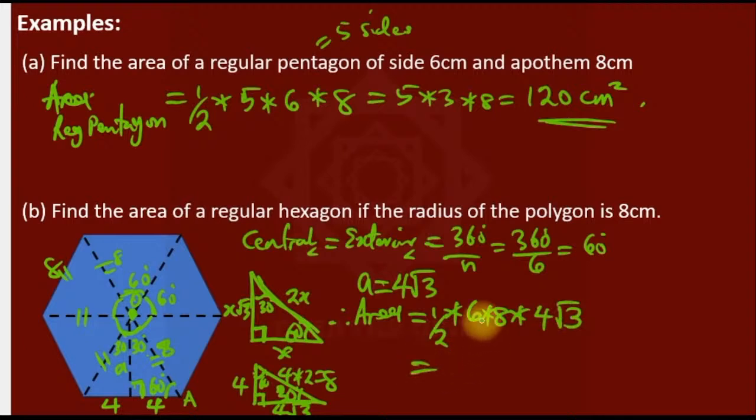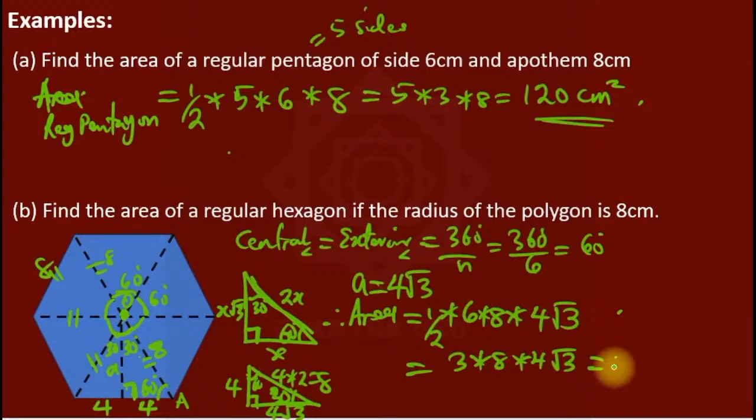So our answer is now 2 in 6 is 3, times 8 times 4 root 3. We have 3 times 4 is 12. 12 times 8 is 96. So 96 root 3 cm squared is the final answer. So the question is tricky. Thank you.